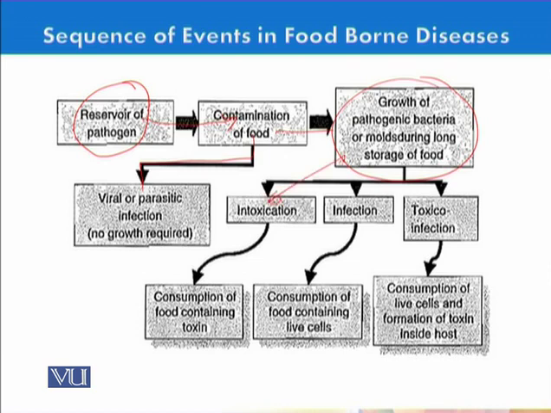One is intoxication, where the consumption of food containing toxins would lead to the disease. Another scenario is where it does not create any toxins, but it creates infection. This infection is basically due to the consumption of food containing live cells. The third condition, as we discussed, is toxico-infection, where the live cells are consumed and they form toxins inside the host. In other words, this is the summary of the sequence of events that take place in the case of microorganisms for creating any foodborne disease.